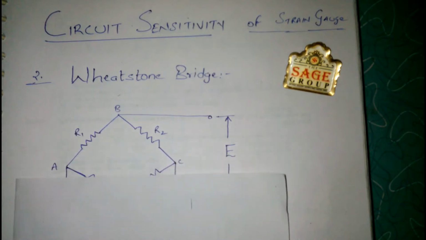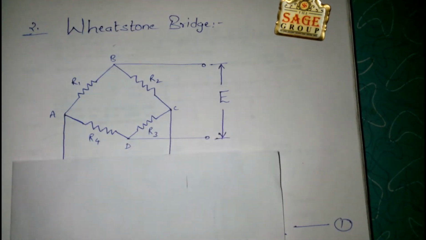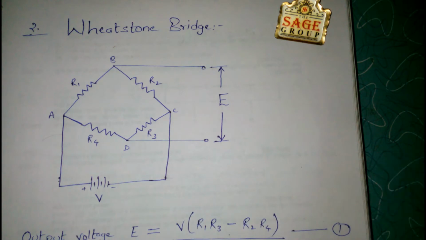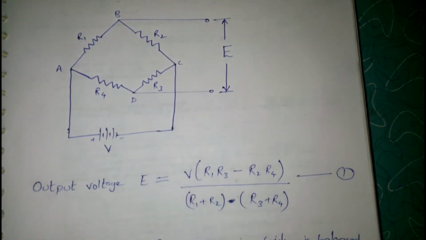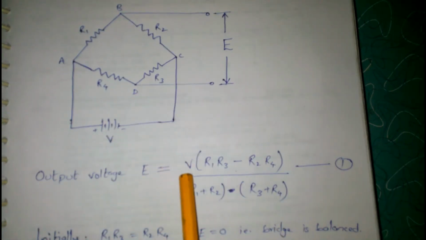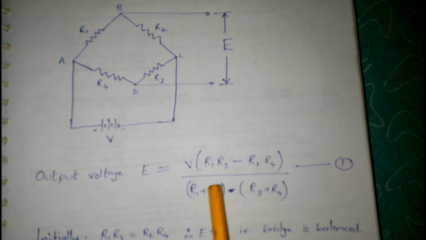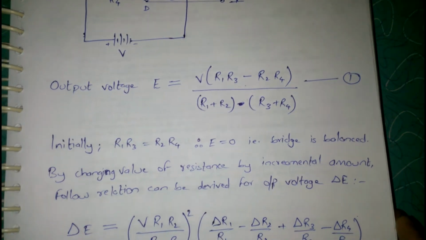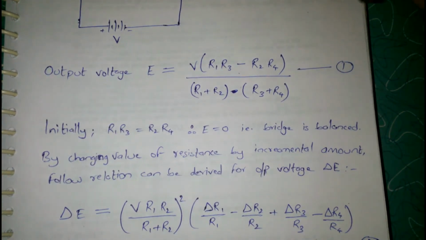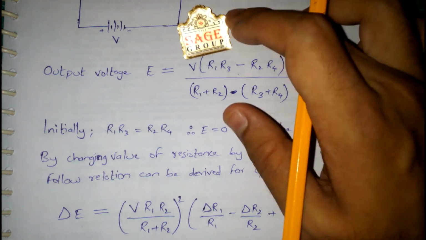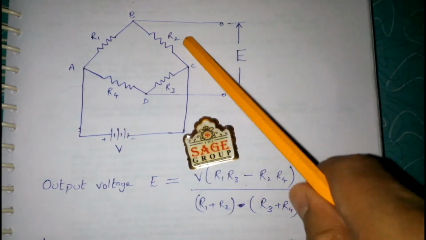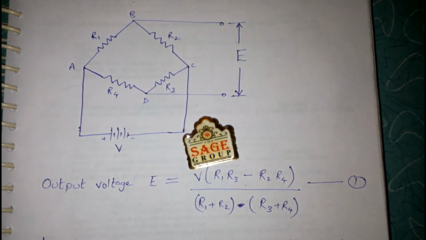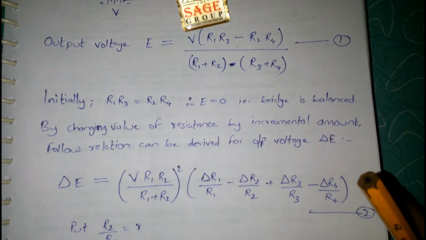Alright, so this is what a Wheatstone bridge is. Let's revise it quickly. There are four resistances, a supply voltage and an output voltage. The output voltage E would be given by V into (R1 R3 minus R2 R4) upon (R1 plus R2) multiplied by (R3 plus R4). Initially, for a balanced circuit, that is E equals 0, the value of R1 multiplied by R3 will be equal to R2 multiplied by R4. So this is the case of a balanced circuit, right?